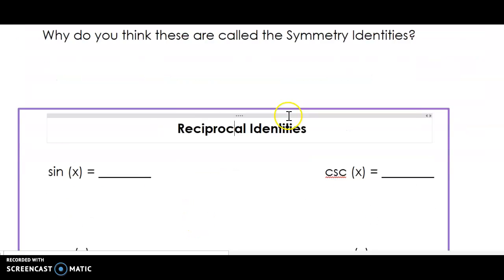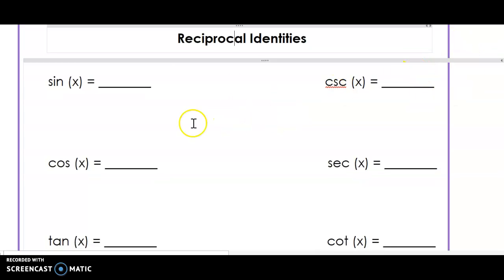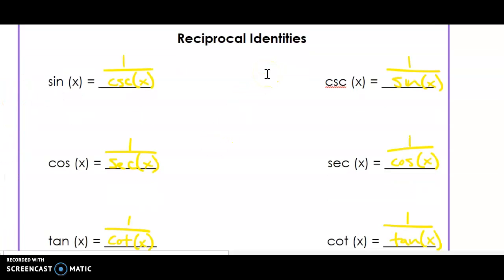Let's move on to our next set of identities, which are the reciprocal identities. And you know what, folks? We already know what these reciprocal identities are. We've been talking about the fact that sine and cosecant are reciprocal functions since the beginning of last unit. Sine of x can be rewritten as 1 over cosecant of x. Cosecant of x can be rewritten as 1 over sine of x, and so on and so forth, as you can see in this table.